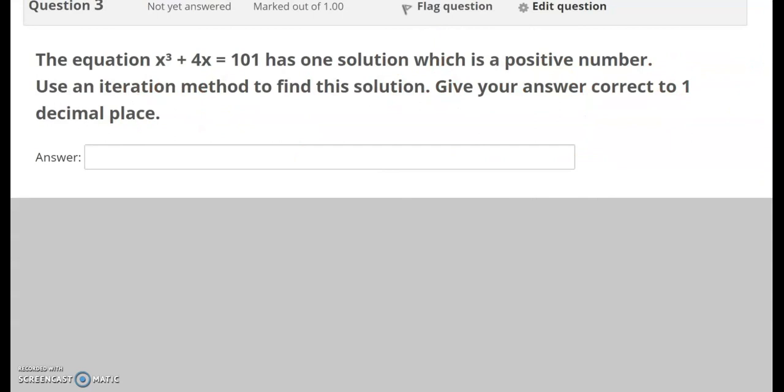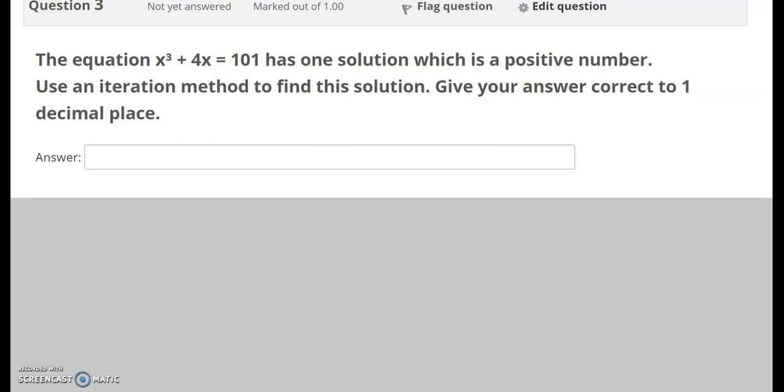In question number 3, we have the equation x cubed plus 4x equals 101 has one solution which is a positive number. Use an iteration method to find this solution. Give your answer correct to 1 decimal place. The method that I'm going to use here is a trial and error method, trial and improvement method.